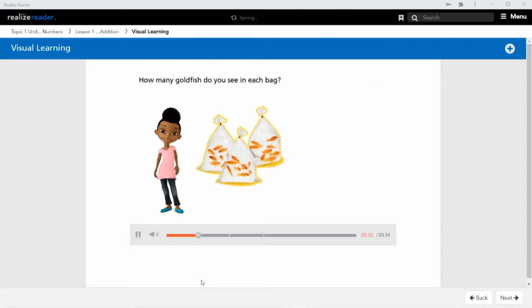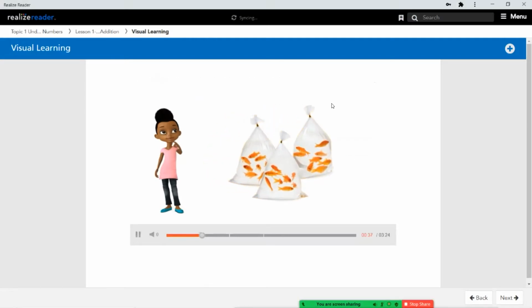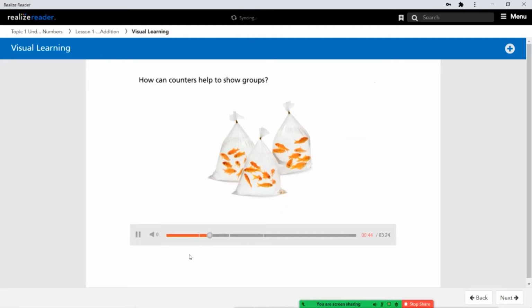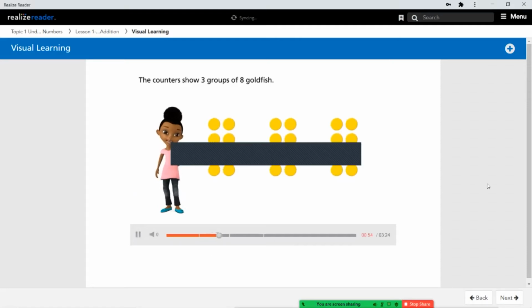How many goldfish do you see in each bag? Select your answer. There are 8 goldfish in each bag. How can counters help to show groups? The counters show 3 groups of 8 goldfish. I can use counters to show the groups.